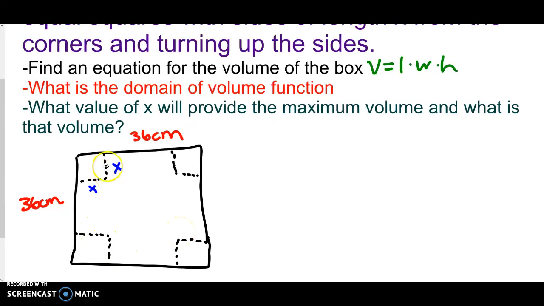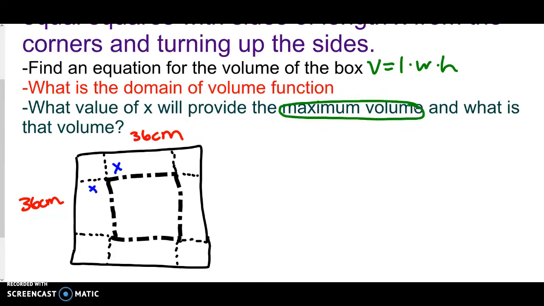So again, just imagine that we would cut out this square in the corner, and then we would fold it up. And then we would have our nice box with the open top. Okay, so what I'd like you to do is try to find an equation for the volume of this box. I'd like you to state the domain, and then maybe you can even go ahead and find the value of x that provides the maximum volume. So calculator needed here. Okay, so go ahead, put me on pause. Let's see what you can do.